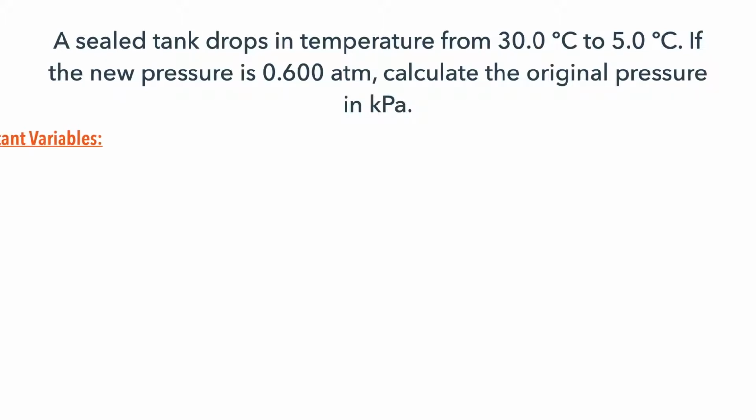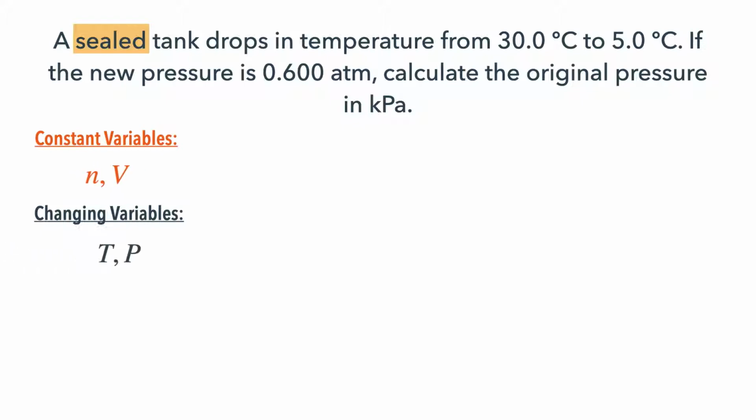Again, we need to identify the variables. The keyword in this problem is sealed. This means that the amount of gas is not changing. It also means the volume is constant since this time the container does not have flexible sides. It's a tank. Therefore, N and V are constant while T and P are changing. This is an example of Gay-Lussac's law.